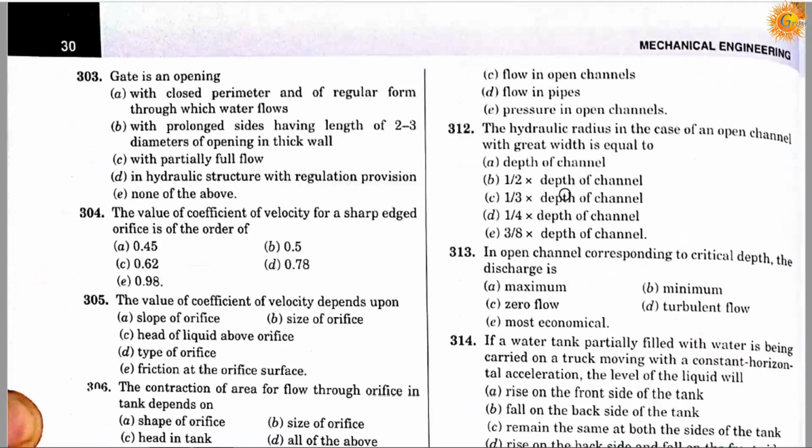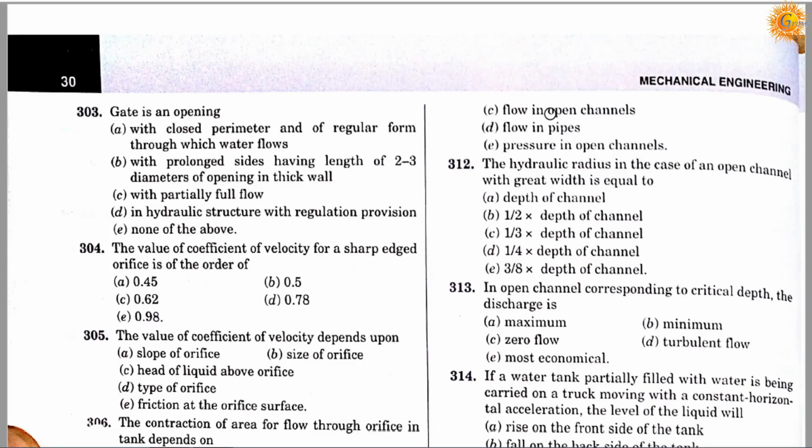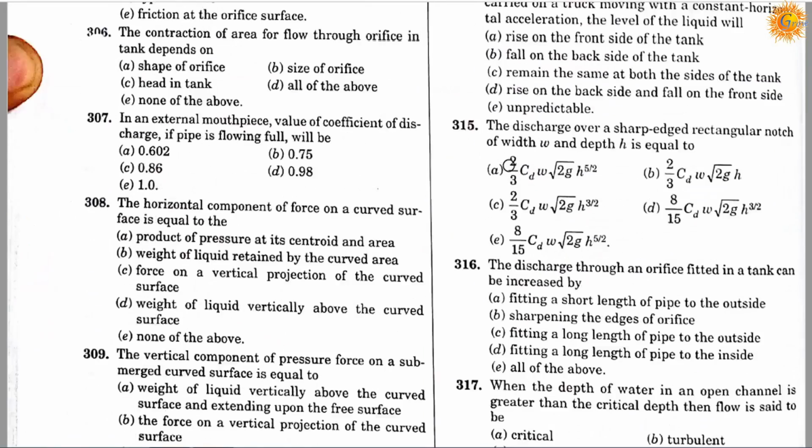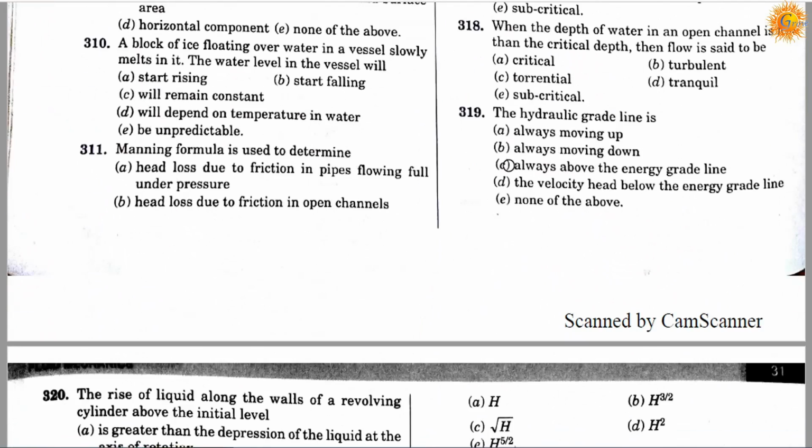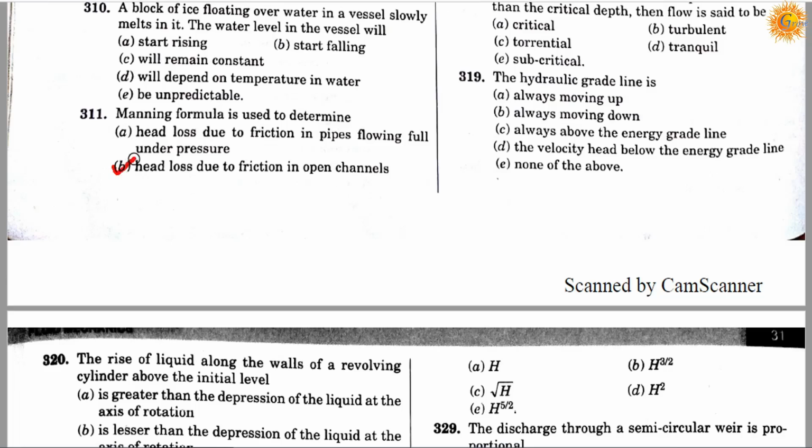Question number 311. Manning formula is used to determine: option A, head loss due to friction in pipes flowing full under pressure; option B, head loss due to friction in pipe channels; option C, flow in open channels; option D, flow in pipes; and option E, pressure in open channels. So the correct answer is B. Manning formula is used to determine head loss due to friction in open channels.